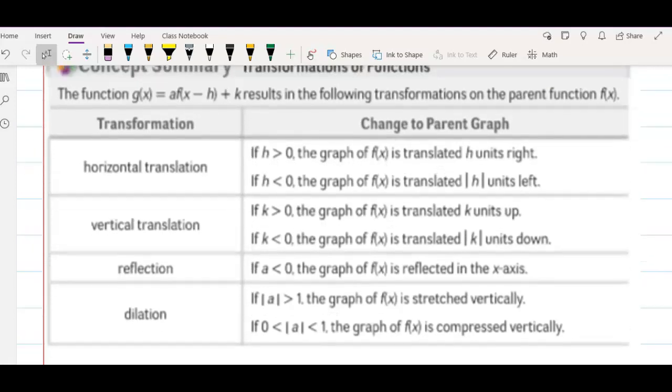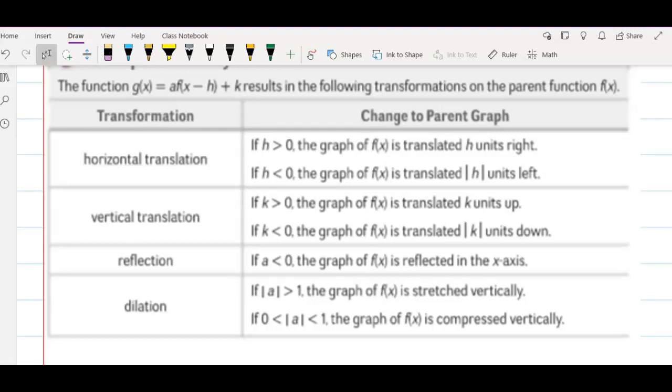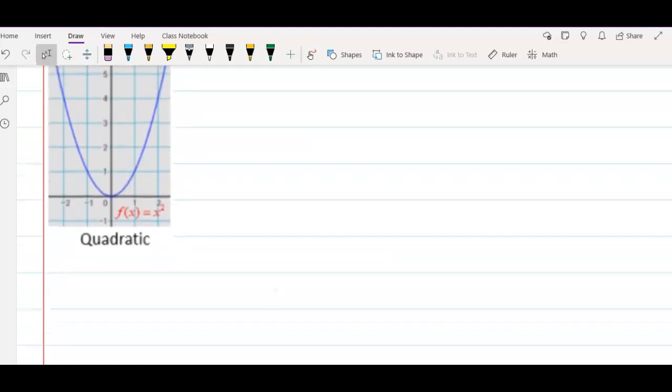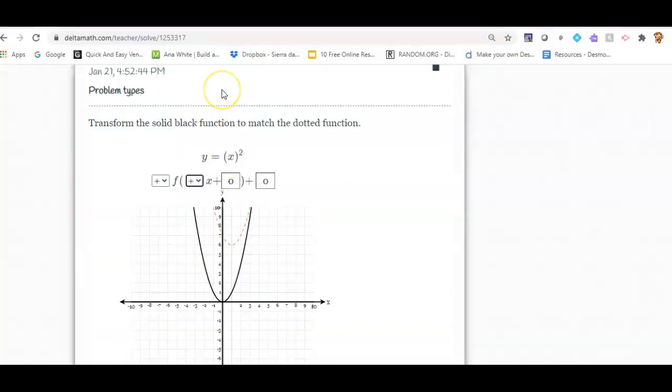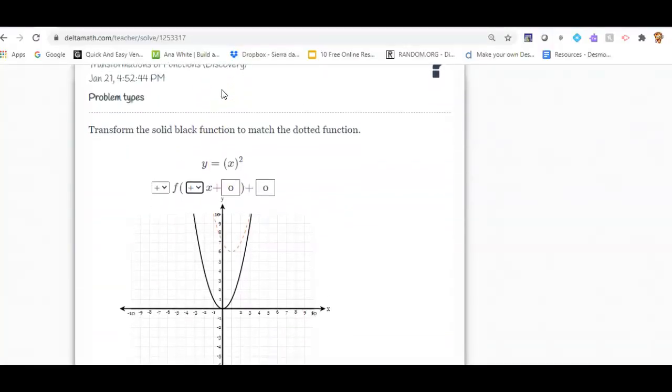Here it is all mapped out in a concept summary, so you have all of the information you need, but we're going to look at these individually and take a closer look at what it means exactly. So let's flip over to some Delta Math.